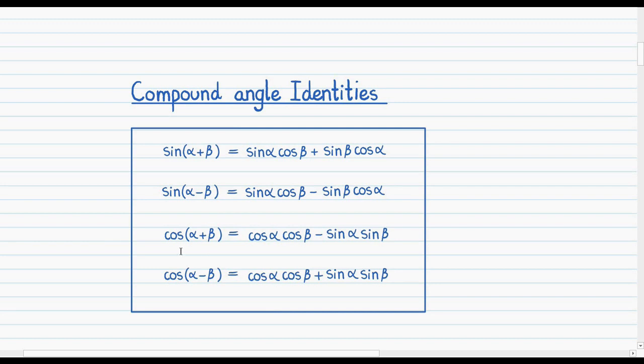Then for cos, you have cos of alpha plus beta is equal to cos alpha cos beta minus sine alpha sine beta. So it's a slightly different form than the one for sine, where this time you have cos of one angle times cos of the other minus sine of one angle times sine of the other. But unlike for sine, where when you are adding the angles, you are adding the two terms, this time when you're adding the two angles, you're subtracting the two terms. And when you're subtracting the two angles, you're adding the two terms, where if you have cos of alpha minus beta, it's cos alpha cos beta plus sine alpha sine beta.